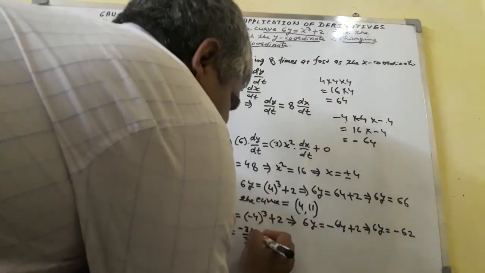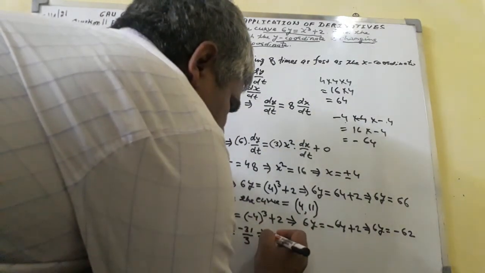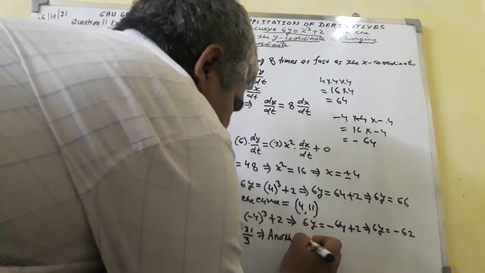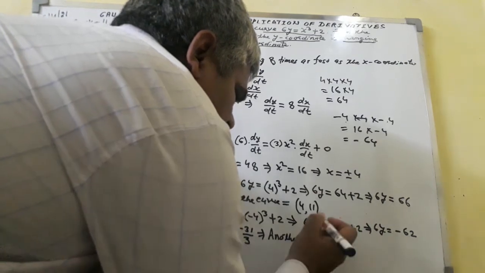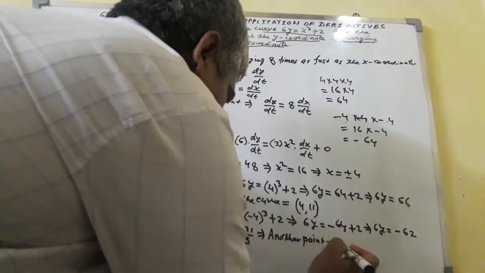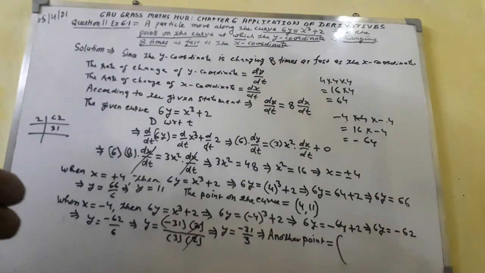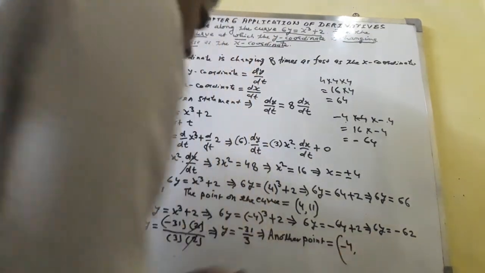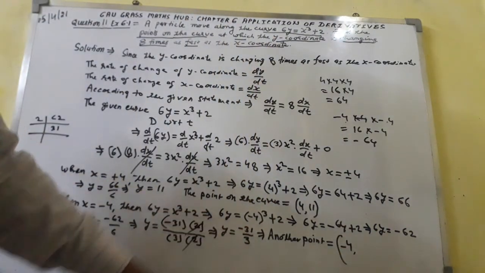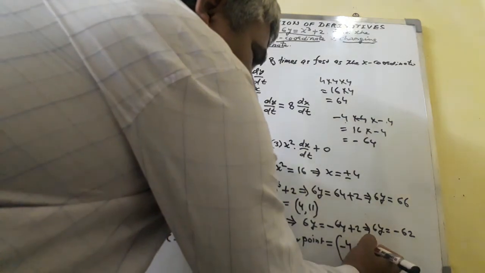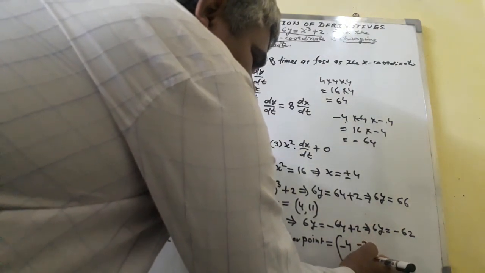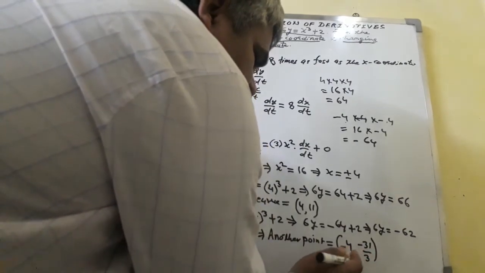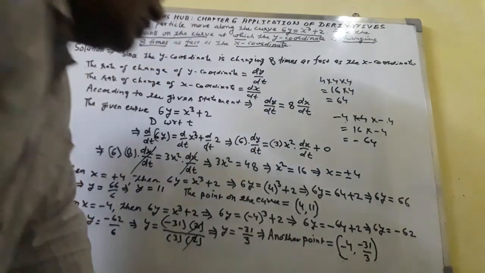Hence I shall write another point, abscissa I shall take minus 4 comma and ordinate I shall take minus 31 over 3. Minus 31 over 3. So this thing we have got.